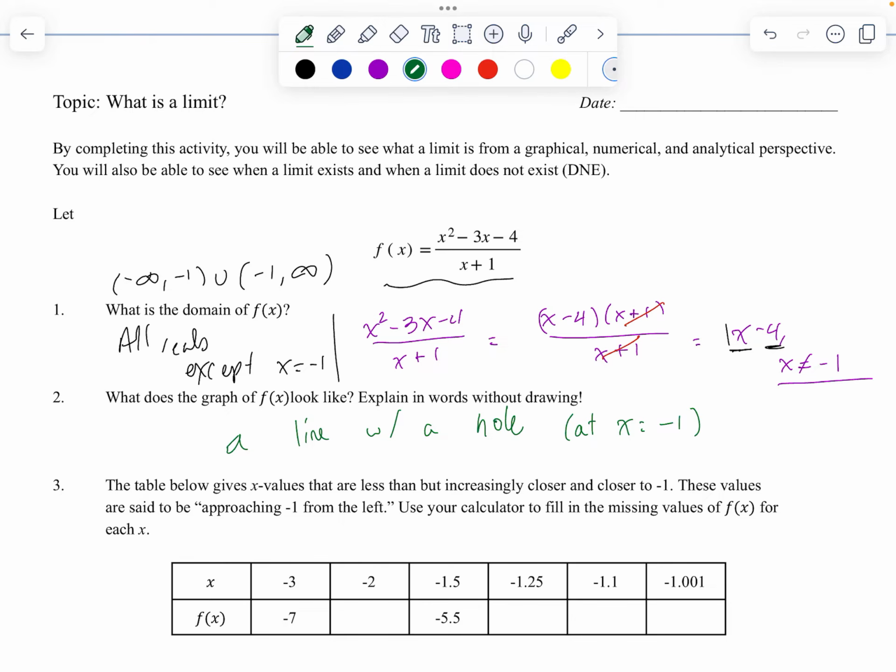Now, where would the y value be? Good question, Mr. Lakin. Thank you, Mr. Lakin. The y value is going to be, if I plug in negative 1 into this equation, negative 1 minus 4, which equals negative 5. My hole is going to be at negative 1, negative 5.